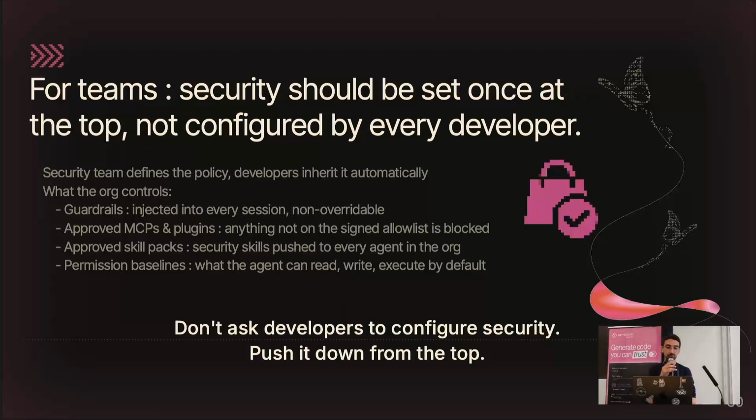He can approve the MCPs or plugins that his organization can use, and anything that is not in the pack of MCPs cannot be installed by the coding agents. An approved skill pack, which is security skills pushed to everyone to be used while vibe coding, and also a permission baseline to tell what the agent can read, write, execute by default. So the idea is don't ask developers to configure security, push it down from the top.